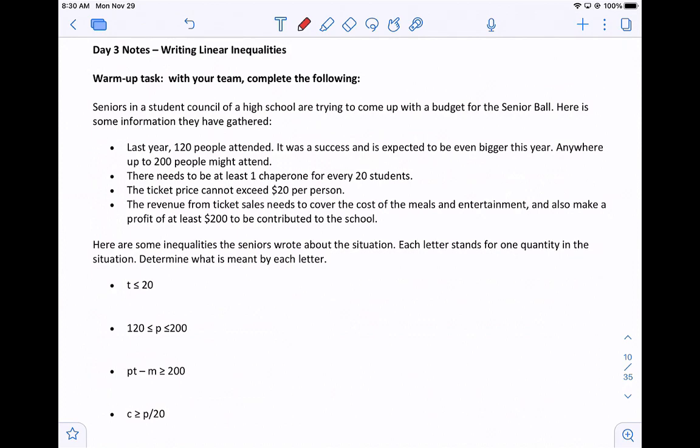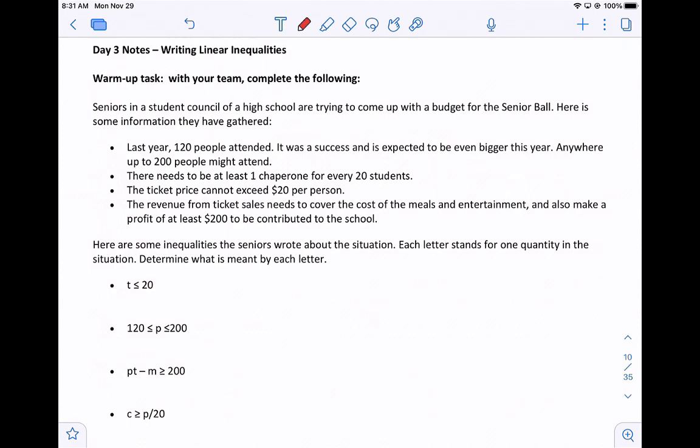Seniors in a student council of a high school are trying to come up with a budget for the senior ball. Here's some information they have gathered. Last year, 120 people attended. It was a success and is expected to be even bigger this year. Anywhere up to 200 people might attend. There needs to be at least one chaperone for every 20 students. The ticket price cannot exceed $20 per person, and the revenue from ticket sales needs to cover the cost of the meals and entertainment, and also make a profit of at least $200.